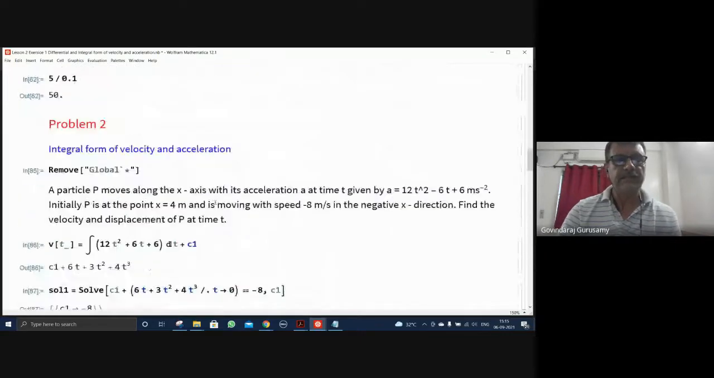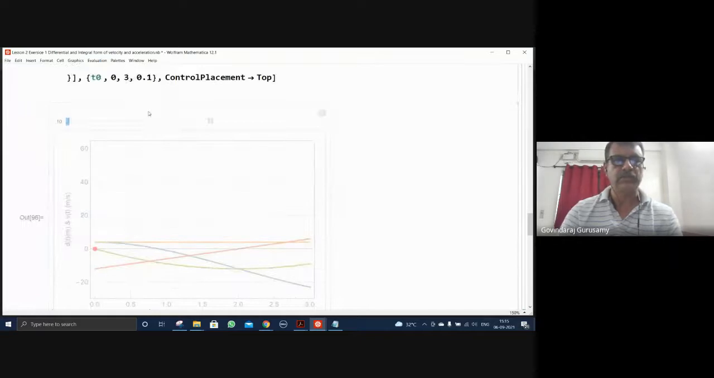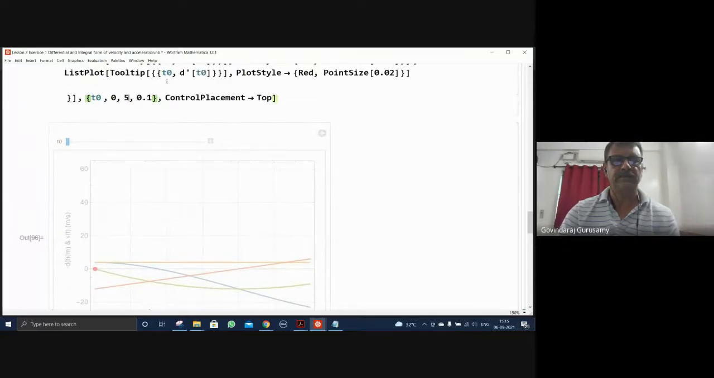What is the time range he is asking to plot? No, velocity and displacement. We have to plot that. So let me try to have the range a little more, and then see what is happening to this curve.